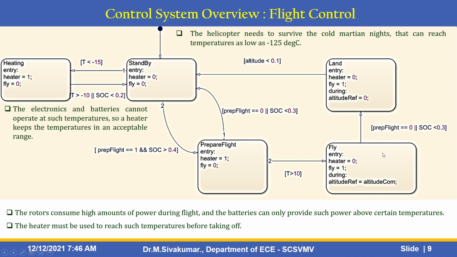The next one, the control system overview. This is the state flow of the flight control. The helicopter needs to survive the cold Martian nights that can reach temperatures as low as minus 125 degrees, so the electronics and batteries cannot operate at such temperatures. The heater keeps the temperature in an acceptable range, because the rotors consume high amounts of power during flight, and the batteries can only provide such power above certain temperatures. So the heater must be used to reach such a temperature before taking off. This is an important task.